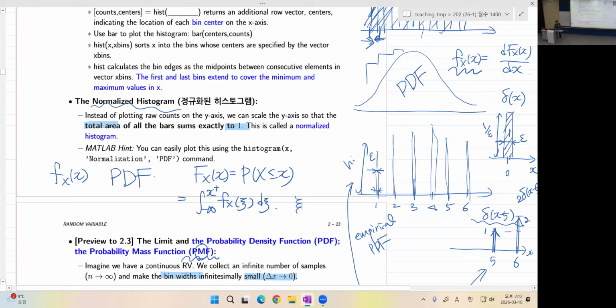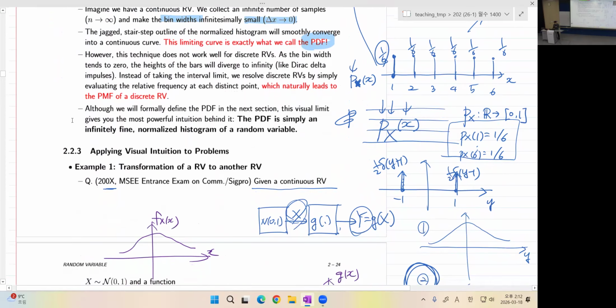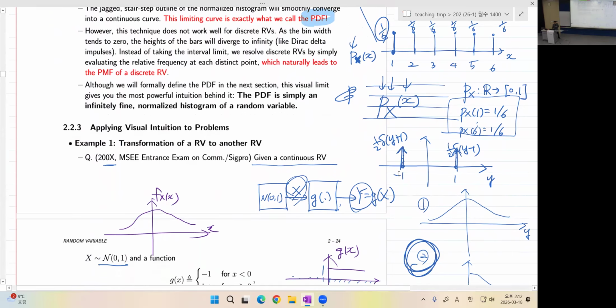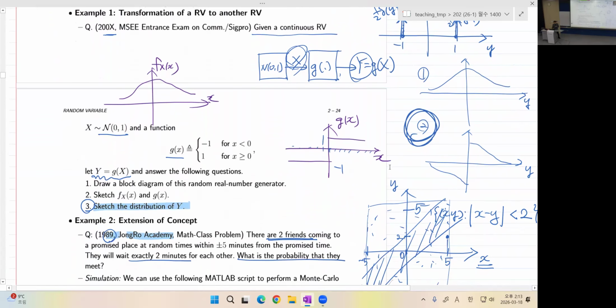By the way, the normalized histogram idea looks fair when you have a discrete random variable. However, it is not actually. By using the idea of a Dirac delta function, we can allow an infinitely high rectangle with infinitely small width. Then what? We have a nice PDF that has Dirac delta functions. So here goes the example.